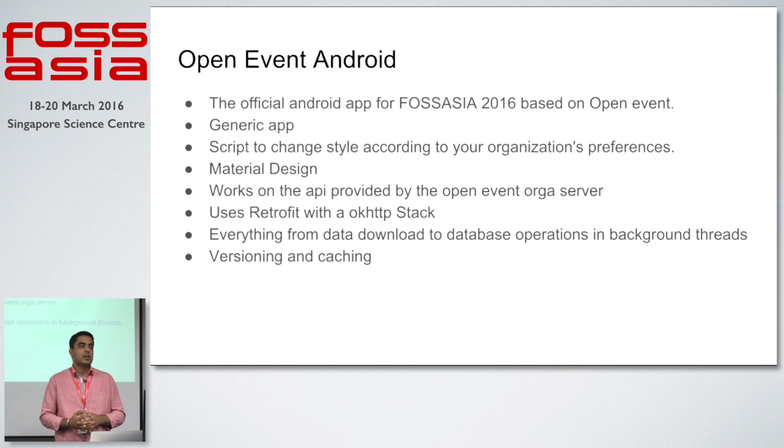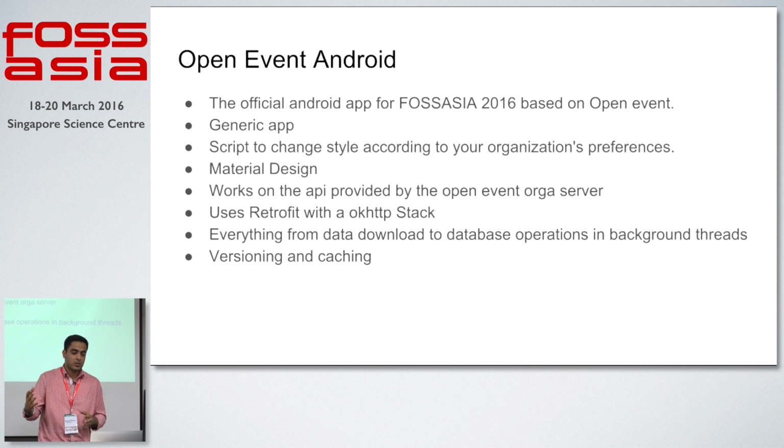So for the Open Event Android, the official Android app for FOSSASIA 2016 is the Open Event Android app. It is based on that. It's a generic app. We use a script to change the style according to the organization's preference. So basically, you don't have to change the code in the app. You just have to change some data, like the color, on the server, and it will get automatically changed in the app itself. So it's based on the latest material design guidelines from Google.